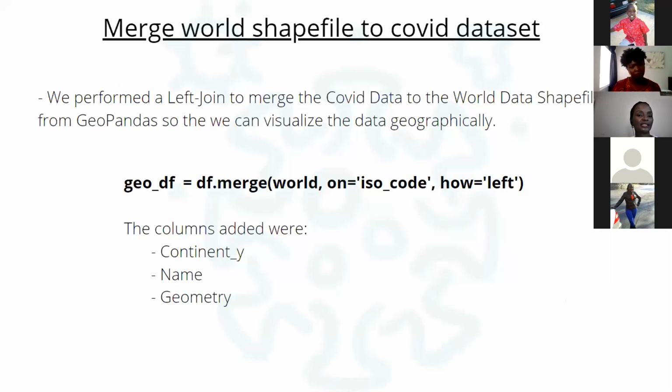Our COVID data set is merged onto the world shapefile. And with that, we performed a left join that we used to merge the COVID data. And from the merge, we are able to come up with an additional 3 columns: the continent, name of the country, and the geometry. And our main focus and our main interest was the geometry column that will help us map our COVID data onto the world map.